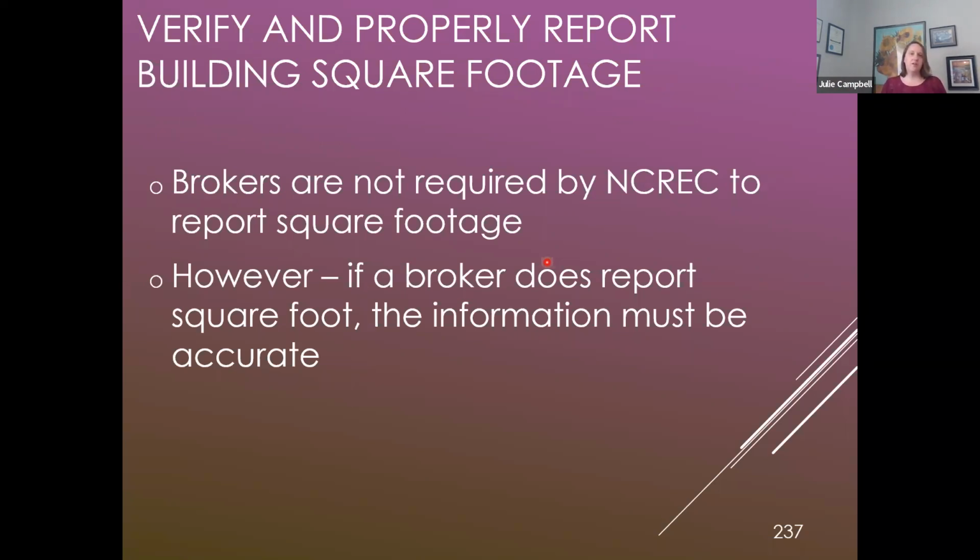First off, let's all understand that reporting the square footage, according to the North Carolina Real Estate Commission, is not a material fact. We're not required to disclose the square footage. However, there's the big but. The North Carolina Real Estate Commission says if we do report it, we are responsible for accuracy.